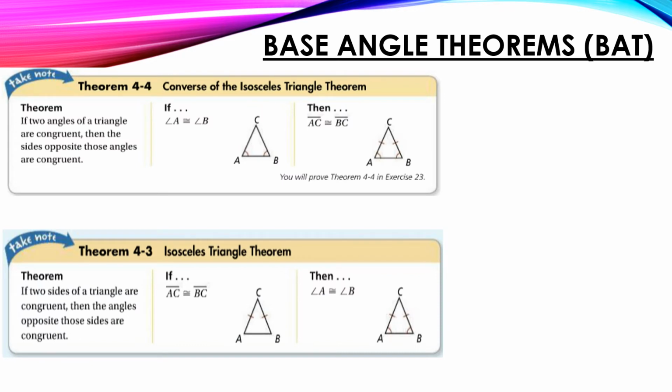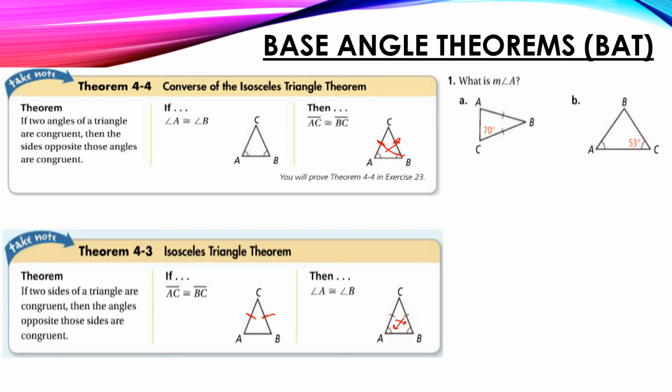Okay, so the converse of the isosceles triangle theorem. If two angles of a triangle are congruent, then the sides opposite those angles are congruent. So if angle A is congruent to angle B, those sides opposite, so A to this one, and then B to this one, are congruent as well. Theorem 4-3 is the isosceles triangle theorem. It doesn't matter what order they're in, but if you have two sides that are congruent, the angles across from them are also congruent.